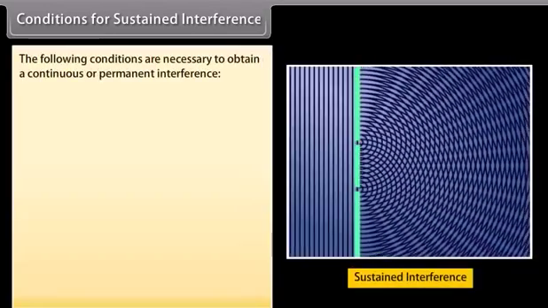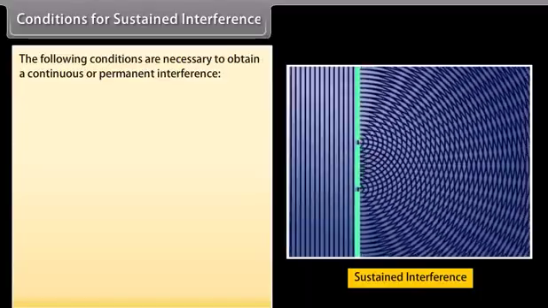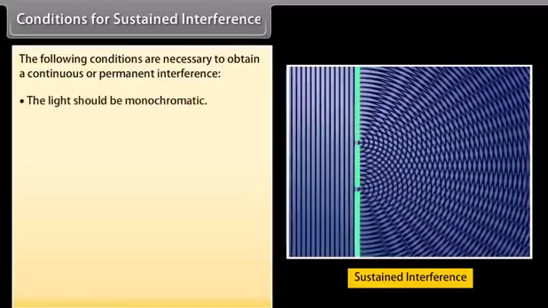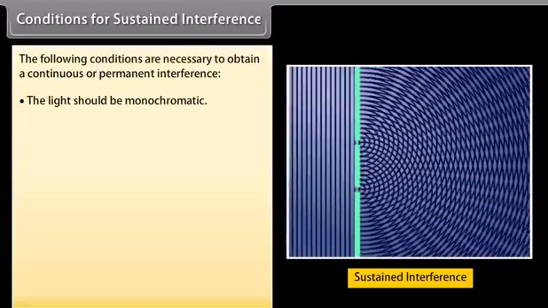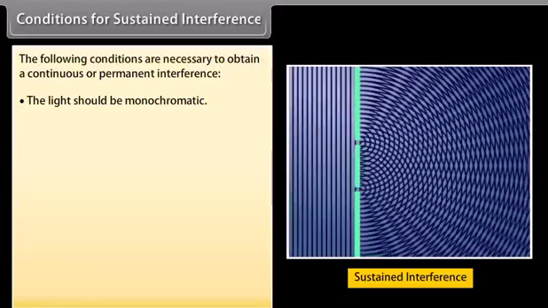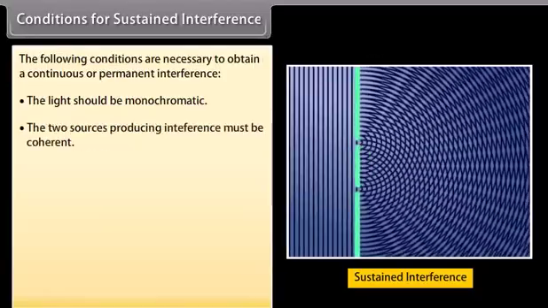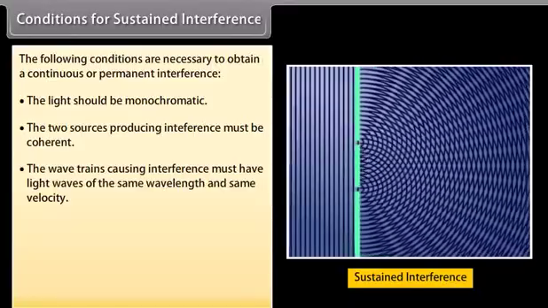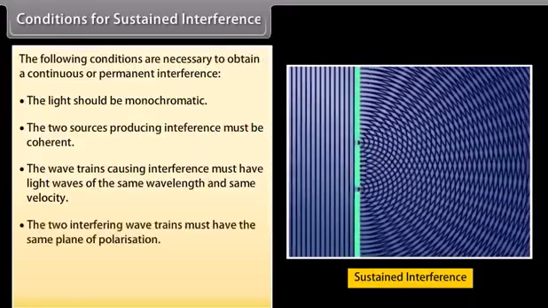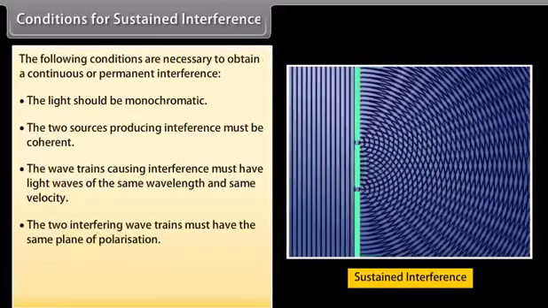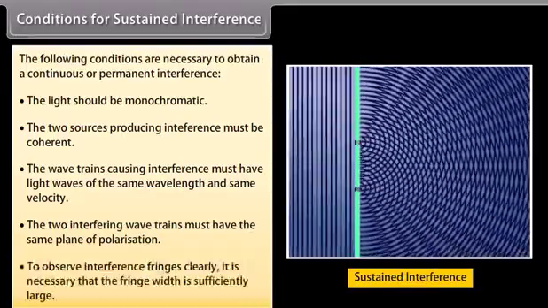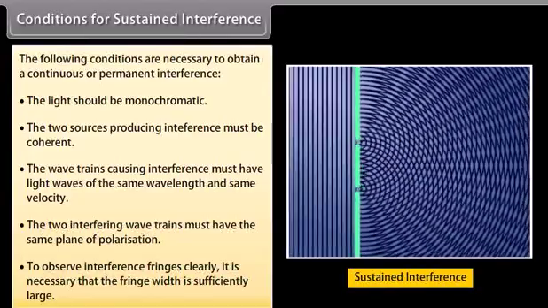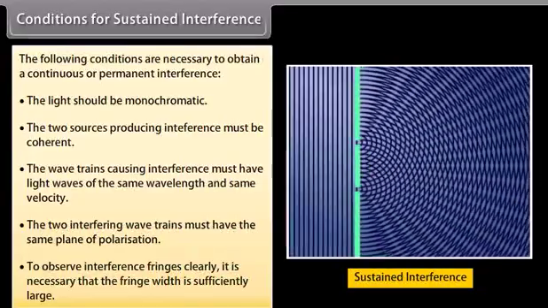Conditions for sustained interference. The following conditions are necessary to obtain continuous or permanent interference. The light should be monochromatic; if not, the fringes of different colors will overlap. The two sources producing interference must be coherent. The wave trains causing the interference must have light waves of the same wavelength and same velocity. The two interfering wave trains must have the same plane of polarization. To observe interference fringes clearly, the fringe width must be sufficiently large.